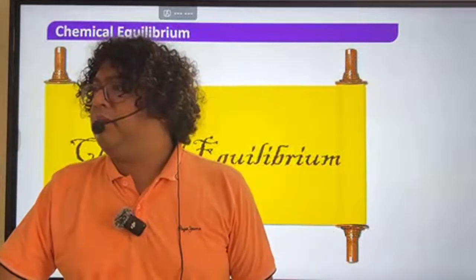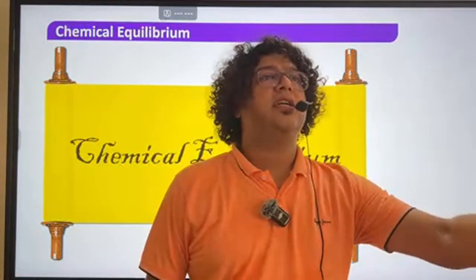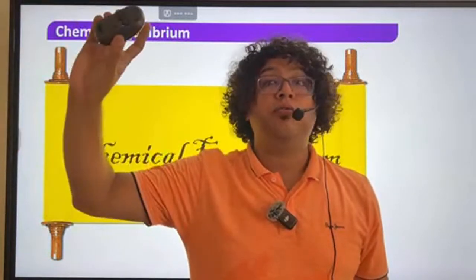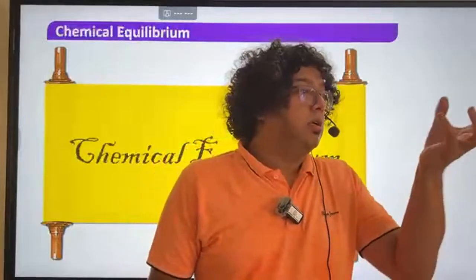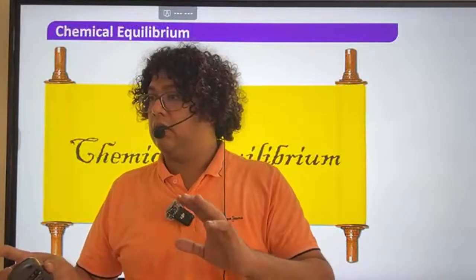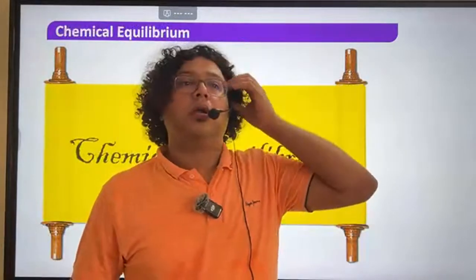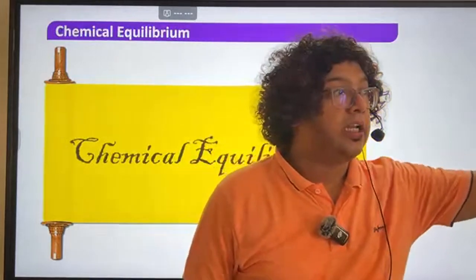So what they came up with was a very simple idea: the rate of reaction depends on the active mass. That was the word they used. Active mass is the mass or the amount of substance which is participating in the reaction. Got the idea? Now, rate can be in the forward direction, and rate can be in the backward direction.